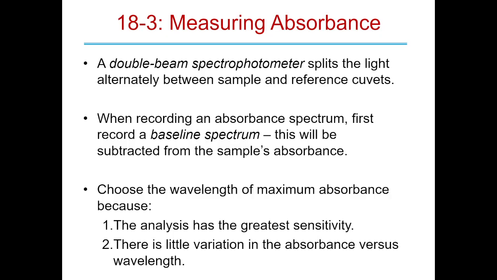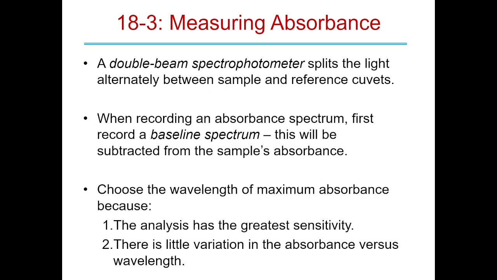So how does that differ with a double beam spectrometer? So a double beam spectrophotometer splits the light alternatingly between the sample and the reference cuvettes. Most of them do this very fast, by the way. Okay? And so it looks like you have a constant beam of light between them. You can't see that it's flickering back and forth.